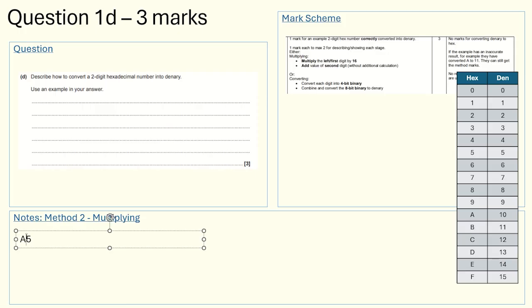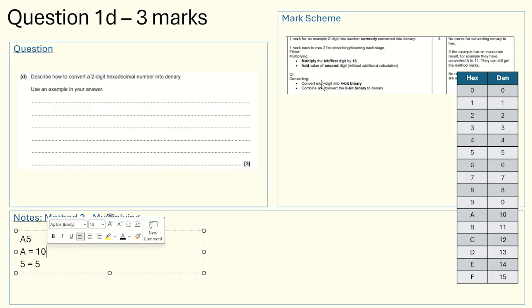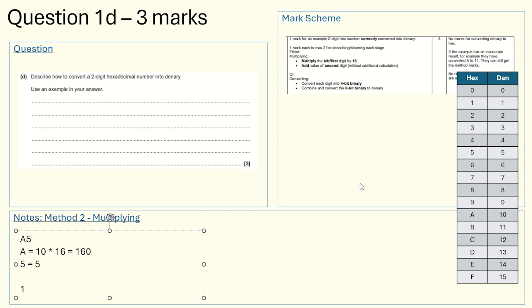So let's take the same example, sorry, that we used in the previous example. So we're going to have A, 5 in this. So we know that A is equal to 10. So A equals 10, and obviously 5 equals 5 in denary. So we take the 10 and we multiply it by 16, and we get 160. And then all we need to do now is add on the 5 equals 165.